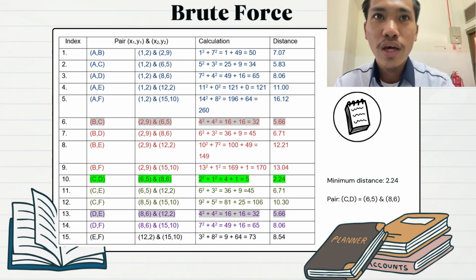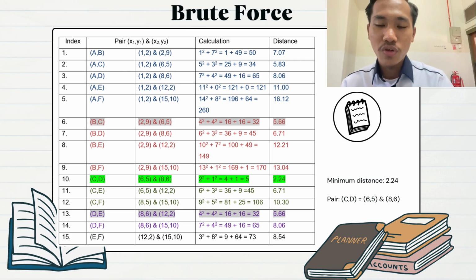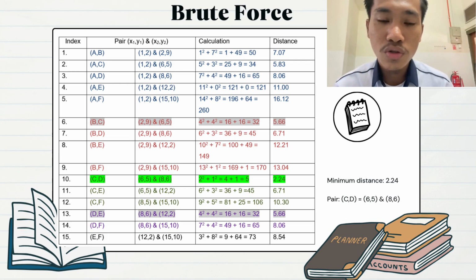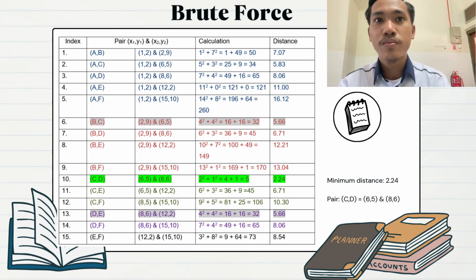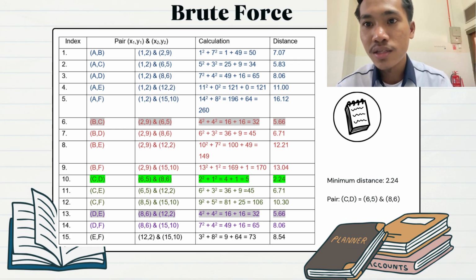Alright, first of all, we take a look at the brute force algorithm or technique. As you can see, this is our table where we already did the comparison, and we calculated all the possible answers for the dataset that we already stated. As you can see, there are 15 possible solutions to find the shortest path. And I already highlighted the shortest or the minimum value, which is 2.24. This is for the pair C and D.